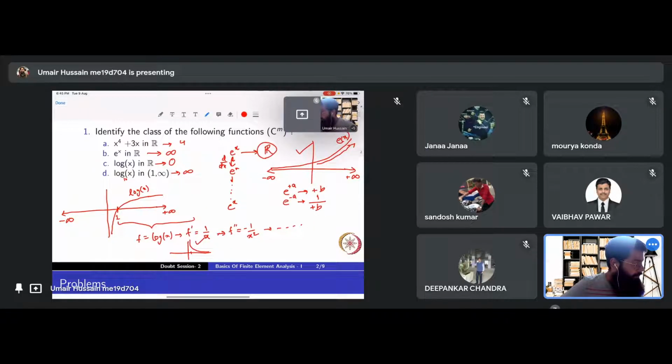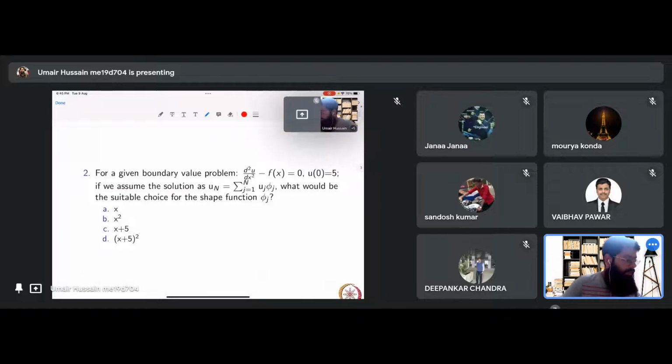Okay, so we'll go to the next question. For a given boundary value problem, d square u by dx square minus f of x equals 0, and the boundary conditions define this. If we assume the solution un with some interpolation of some function pj, what do you think would be the suitable choice for the shape function pj among these options? Which one do you think would be most feasible choice? And why, of course, why?